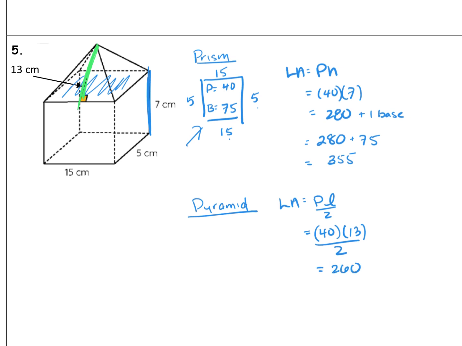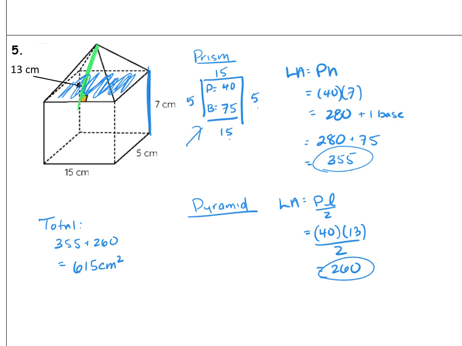All right, we're not going to add the base because just like before, it's covered up here. So now all we have to do is add these two numbers together. So our total surface area is going to be 355 plus 260, which gives me a total of 615 centimeters squared. Okay, so that should take care of your notes.